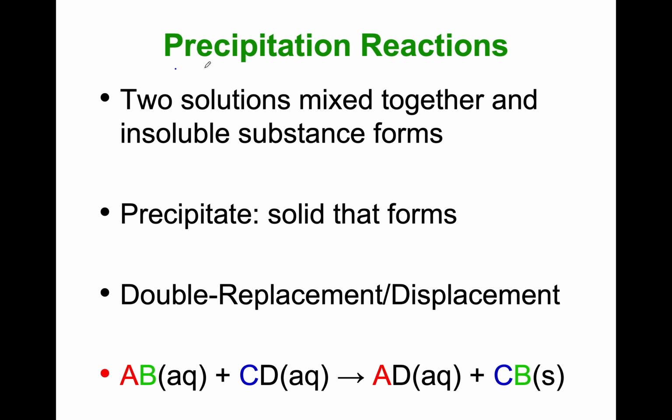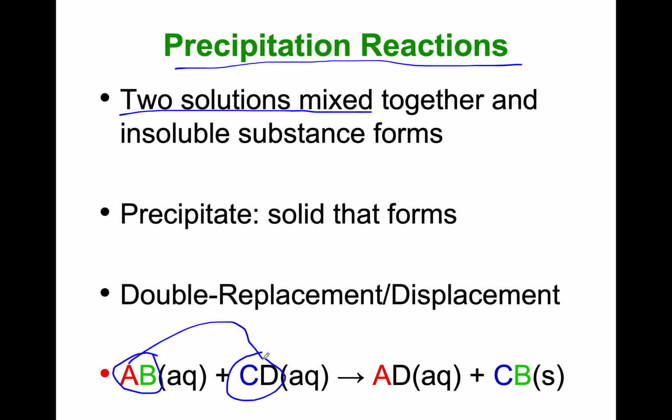So that means we're talking about precipitation reactions. If you have two solutions mixed, then you can think about who's going to react with who. Okay, so if we look here, this is a double displacement, double replacement, and the A then goes with D, and the C is the cation, so the C goes before the B. And the question is, do any of these form a solid?